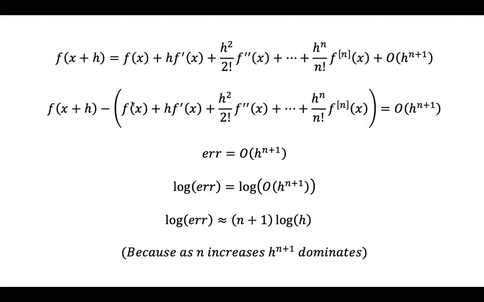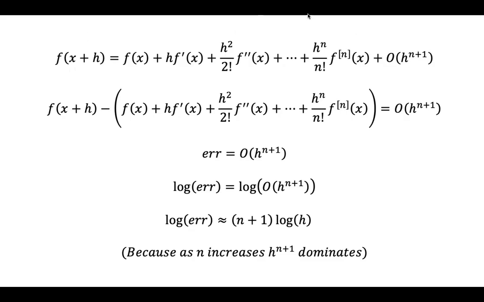So let's do a bit of derivation. This is not there in the recorded lectures. I hope this will help you. So this is the Taylor series expansion that we have: f of x plus h is equal to f of x plus h f dash x plus h square by 2 factorial f double dash x, and so on till h raised to n by n factorial f of n x plus order of h raised to n plus 1.